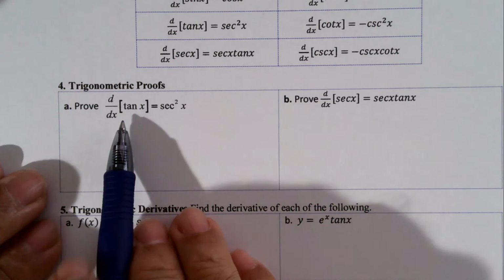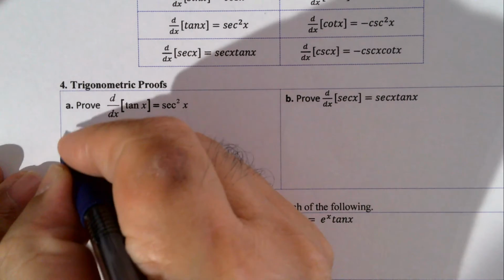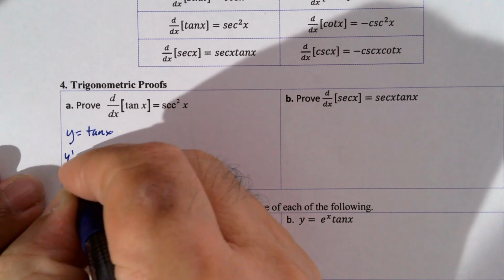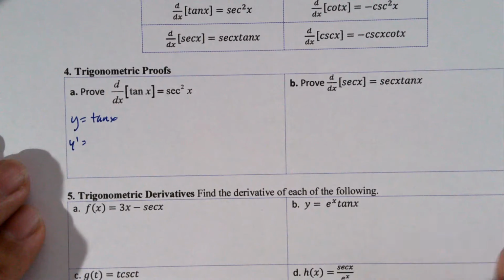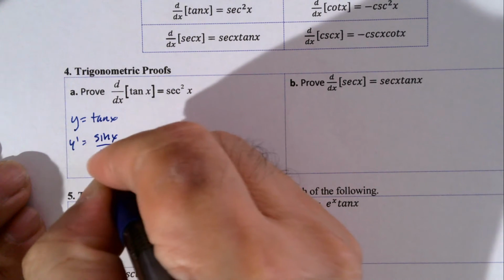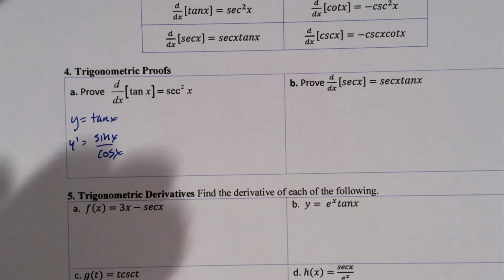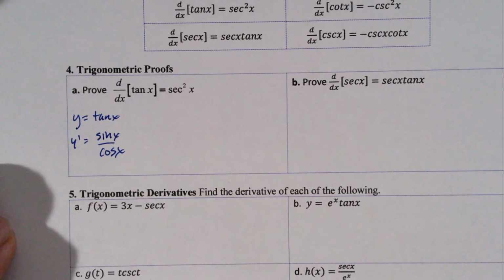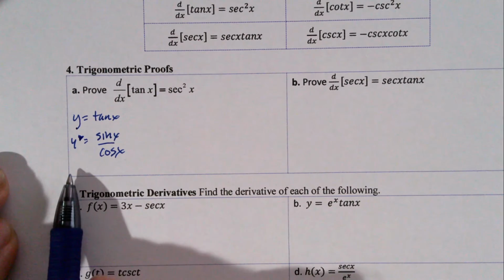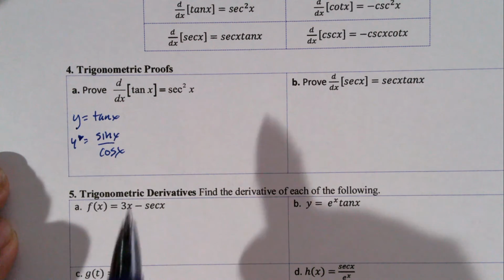So, what is tangent x? If I have a function y equals tangent x, and I want the derivative of that, I'm going to rewrite it in terms of sine and cosine. So it's sine x over cosine x. Sorry, that should not have been a derivative symbol because I haven't taken a derivative yet. All I did was rewrite tangent as sine and cosine.